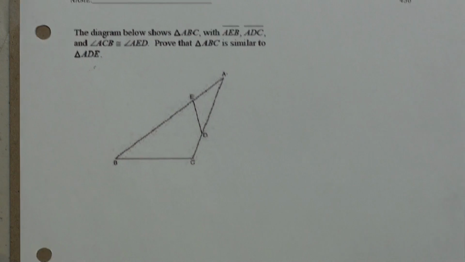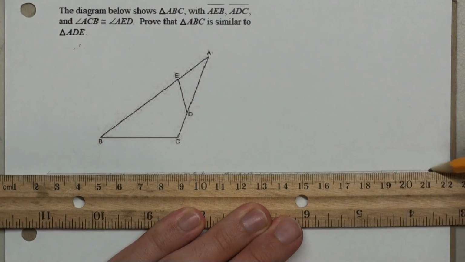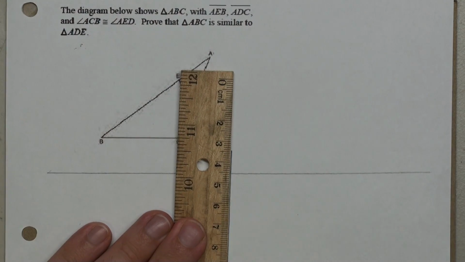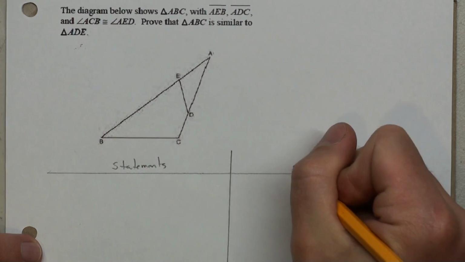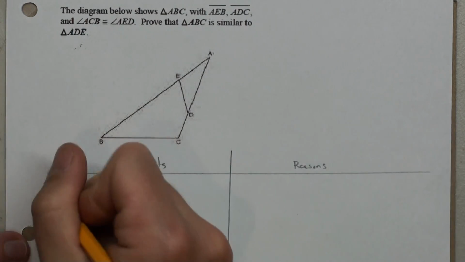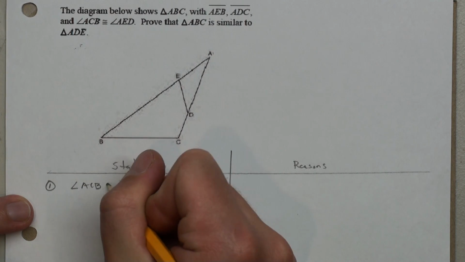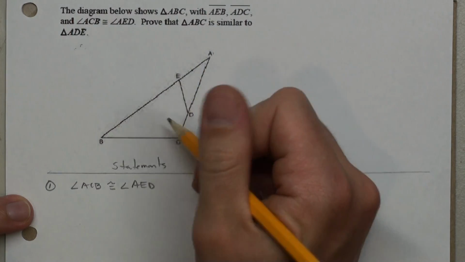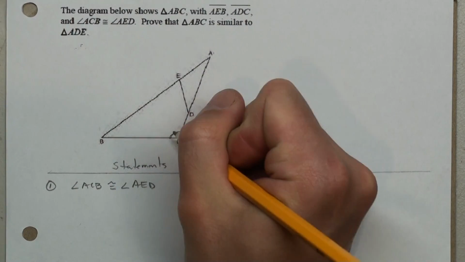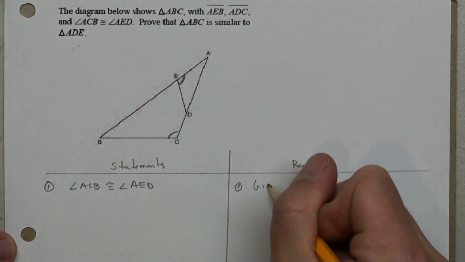Last problem. 456. Another similarity proof. Angle ACB is congruent to angle AED. So ACB is congruent to AED. Okay. That's given.